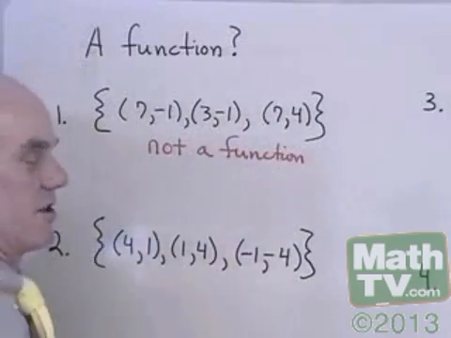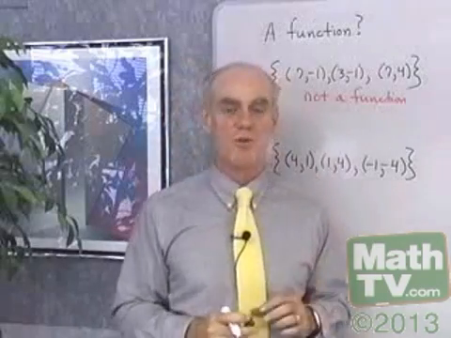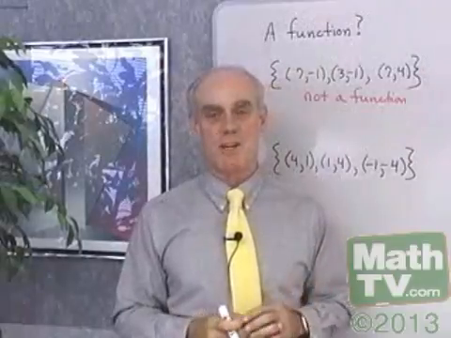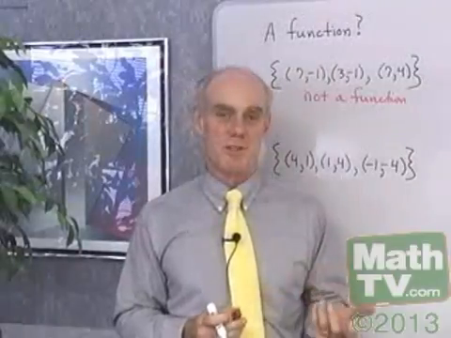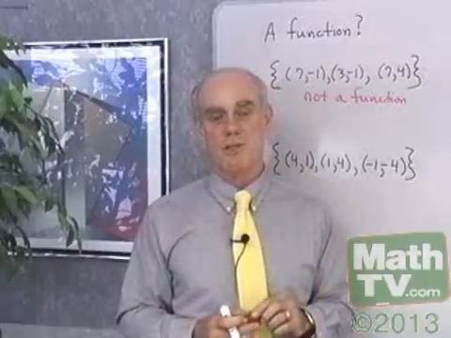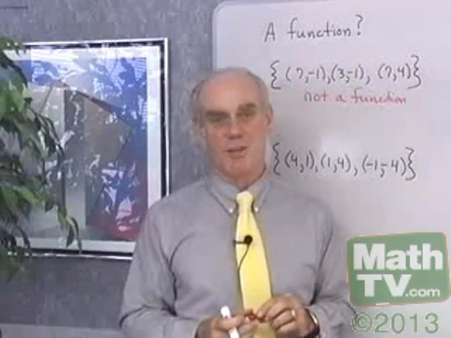So the restriction is this: any set of ordered pairs in which no two different ordered pairs have the same first coordinate, that's a function. That's the same as saying a function is a rule that pairs elements in the domain with elements in the range, such that no two elements in the range come from more than one element in the domain.